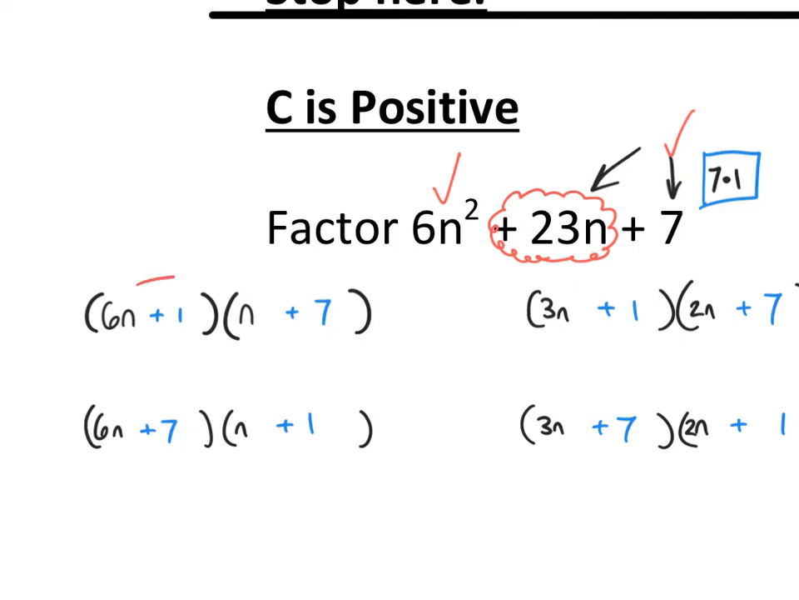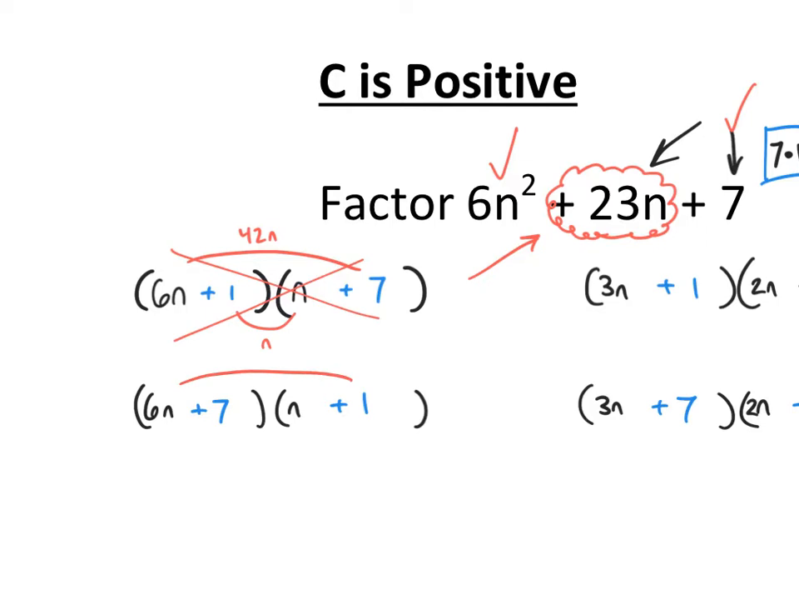So here's what that would look like. 6n times 7 is 42n. 1 times n is n. Notice that 42n plus n does not give me 23. So that means that this one is not correct. And then we could try this one. 6 times 1 is 6n. 7 times n is 7n. 6n plus 7n does not match 23n. So it's not this one.